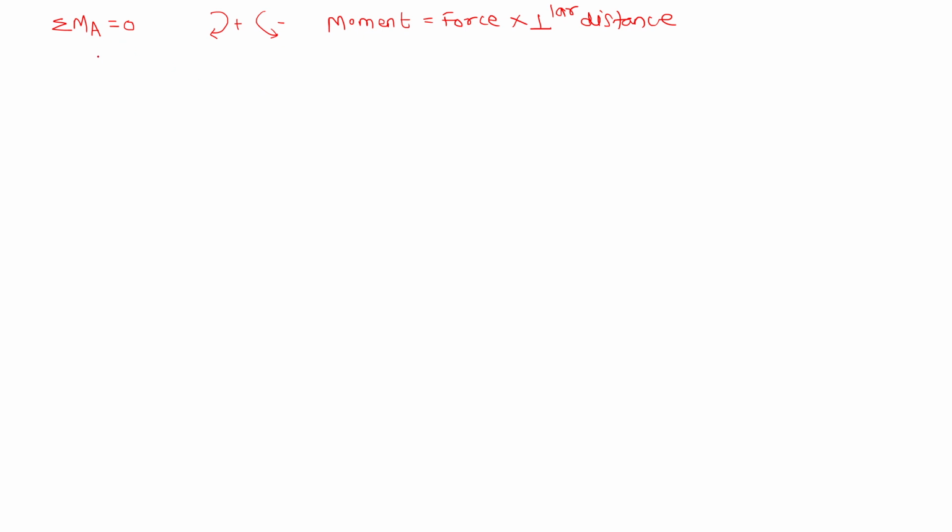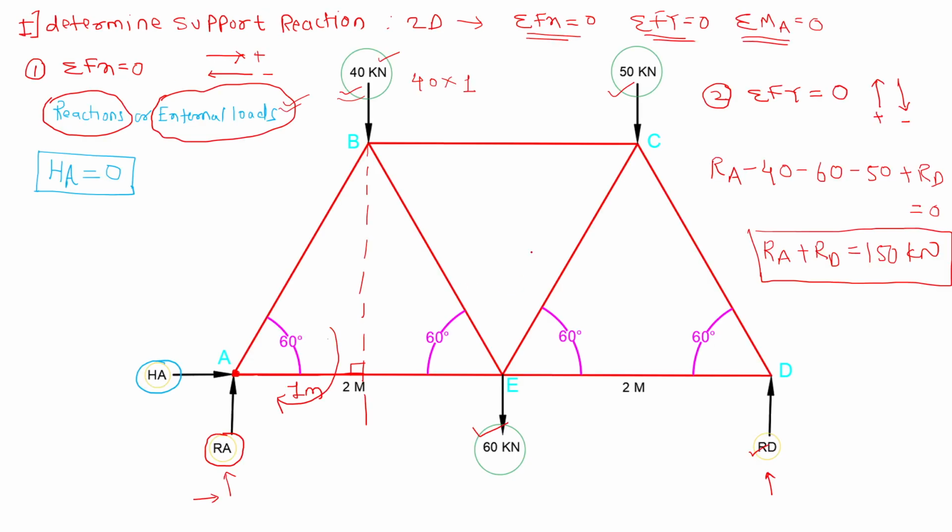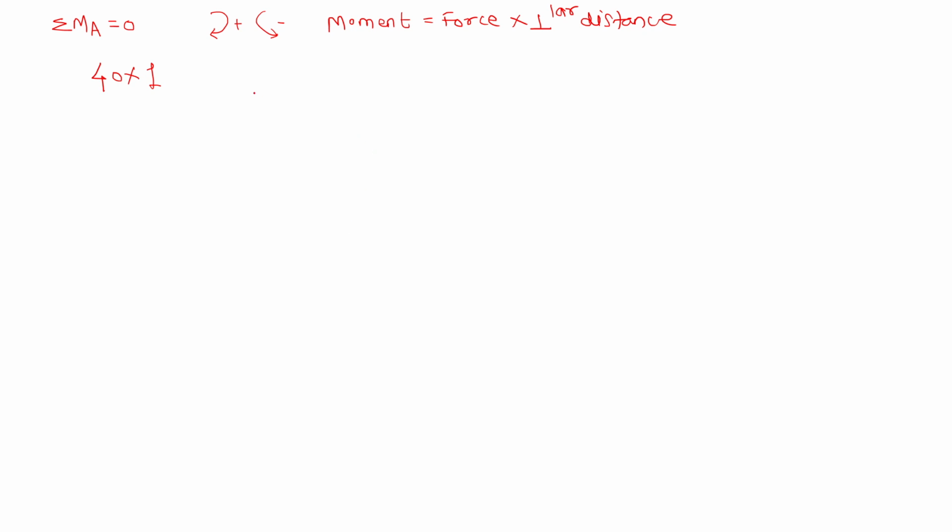So I can write 40 into 1. Next, you will come to E. A 60 kilonewton load is there, which is at a distance of 2 meter from A. Again making clockwise movement. So plus 60 into 2.